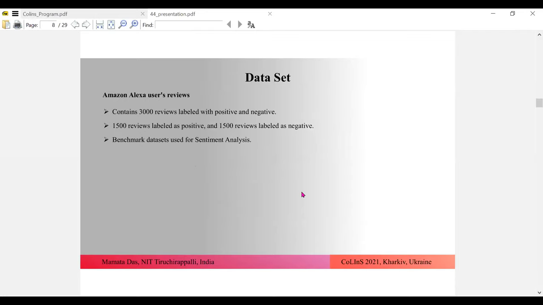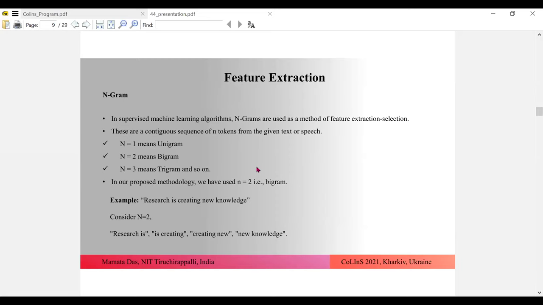We also conducted experiments using the Amazon Alexa user review dataset. It contains 3,000 labeled reviews, with 1,500 labeled as positive and 1,500 as negative. It is also a benchmark dataset for sentiment analysis. Now this is our feature extraction. Our feature extraction method contains two features: one is n-gram, and the other is TF-IDF.